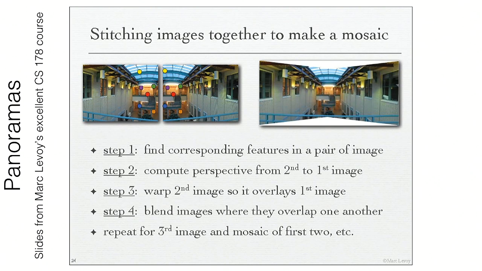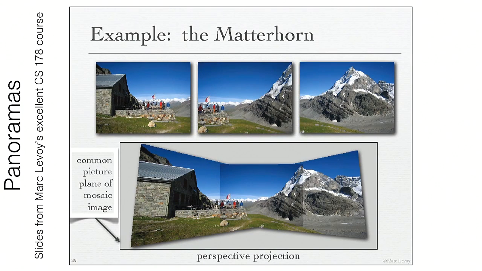So this first step, we can find corresponding features between pairs of images, compute the perspective transform from the second to first image, then warp the second image and overlay it on the first one, and then finally blend the images together, and then repeat for the next image and the next image. So this works relatively well if you only have a couple of images, 2 or 3 images, let's say, and they represent a camera rotation of less than 120 degrees. It's easy because you can just reproject them onto a single plane, like you have here.